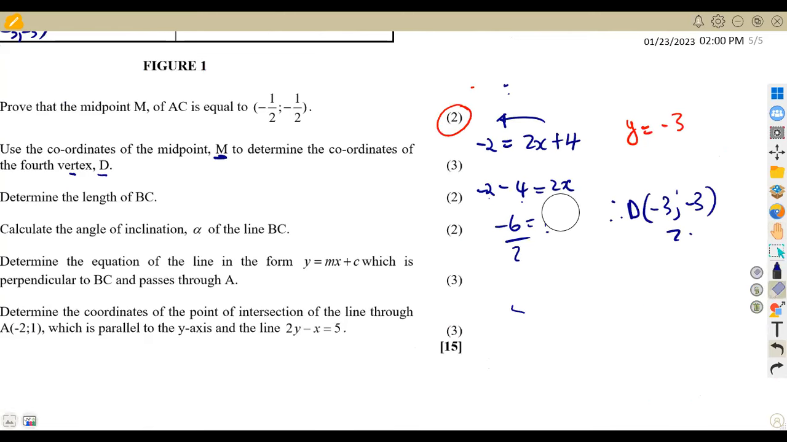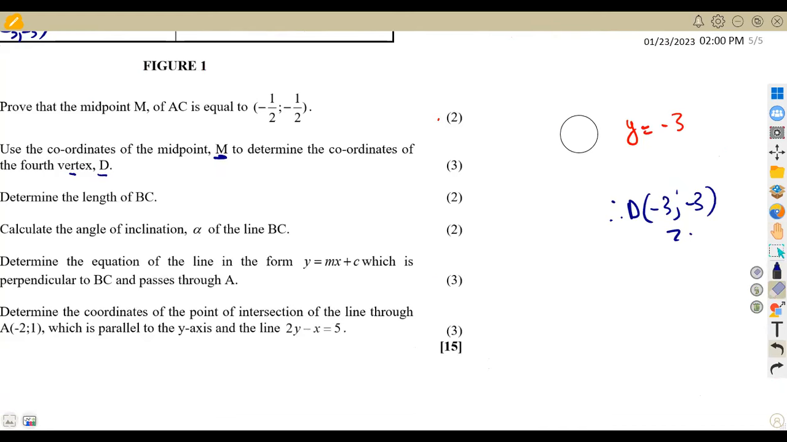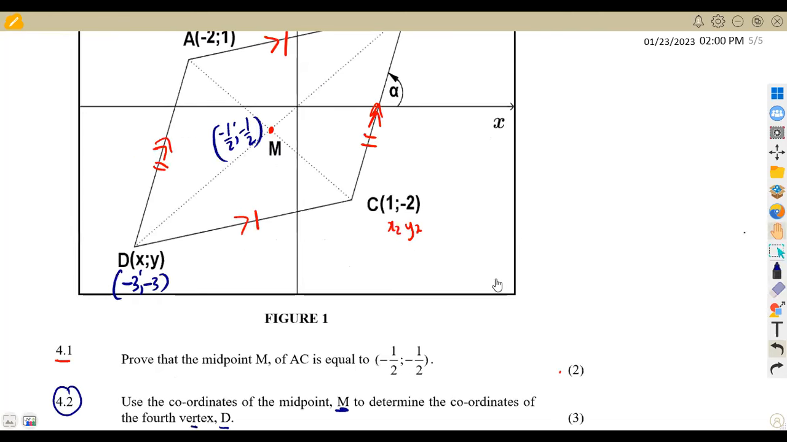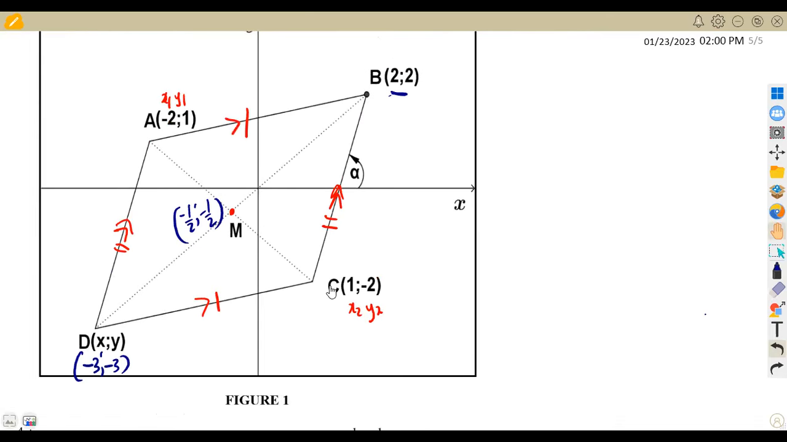All right, anyways, let's see, guys. I don't want to waste your time. Let us quickly rush through these questions. Okay, so that's it. 4.3. Determine the length of BC, and that's 2 marks. Okay, so let's see where do we have our B and our C. We have got B here and we've got C.